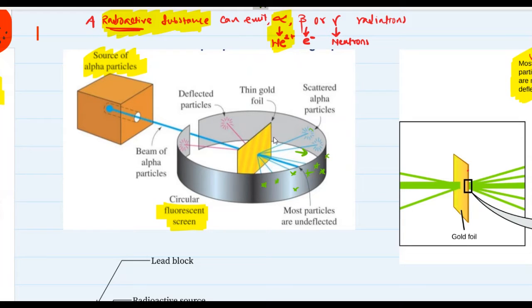Once in a while, a few shining dots were produced on the far sides, that is closer to a 180-degree angle. Mostly the shining dots were in this area, directly opposite to the direction of the gold foil, or the direction of the alpha gun. But very few alpha particles were scattered through a large angle, and they formed the dots over here, some here, some here, shiny dots over here.